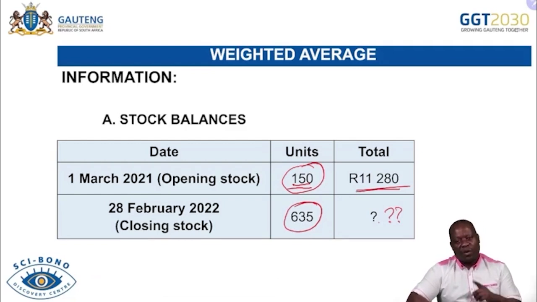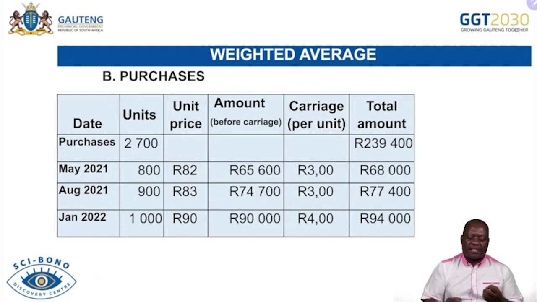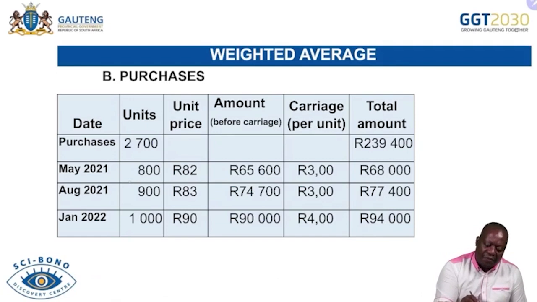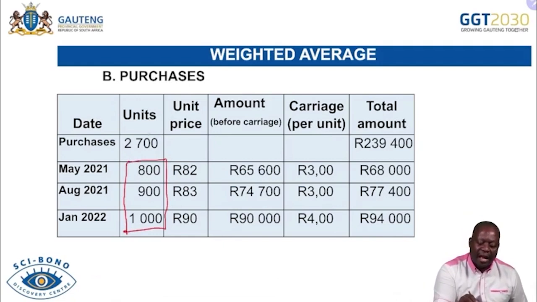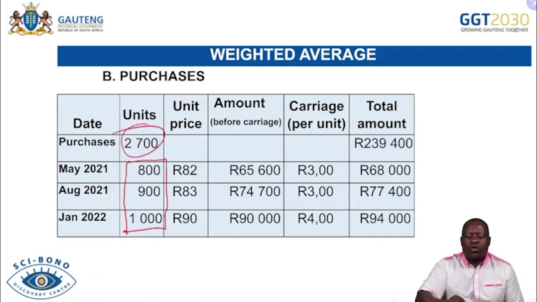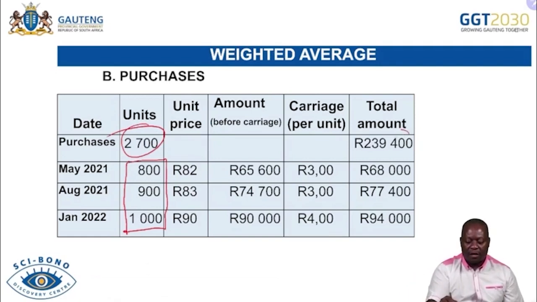Guys, remember, we are accounting people, very important people. And we don't take shortcuts. We don't force things. We allow things to reveal themselves. So let's go to item B, purchases. Now, when it comes to purchases, we are given 3 batches of purchases. Check these 3 batches. The most important thing you need to know is that for them to find the total of 2,700, they added these. For them to find the total of 239,400, they added these 3.